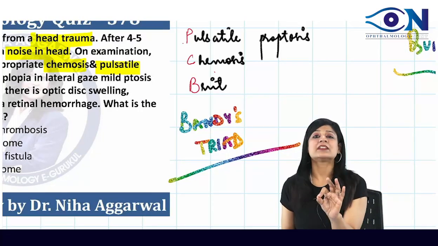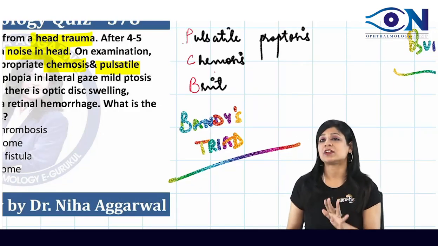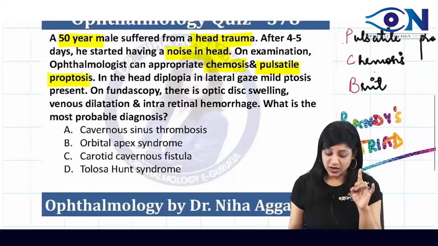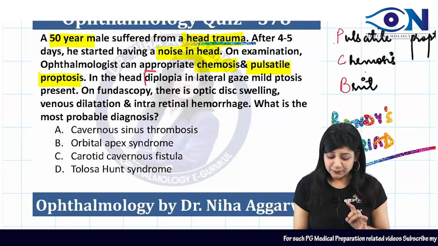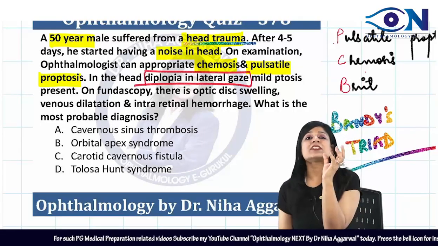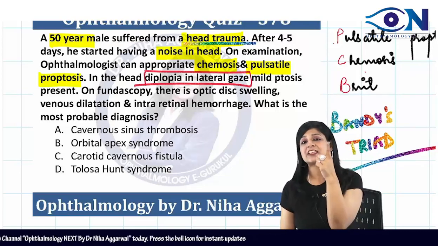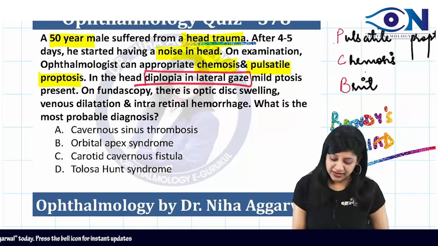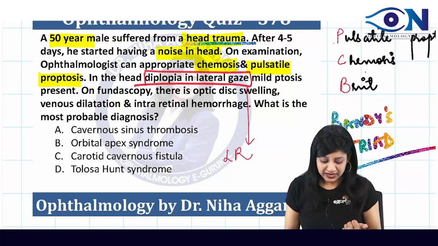Whenever you are getting this triad, you are sure that this is a case of carotico-cavernous fistula, especially when you have a history of trauma also. Now you can see the things. We have diplopia in the lateral gaze. In the cavernous sinus, what is the nerve in the center? In the center we have the sixth nerve, and the sixth nerve is supplying the lateral rectus, and therefore we have diplopia in the lateral gaze. Ptosis can be there.